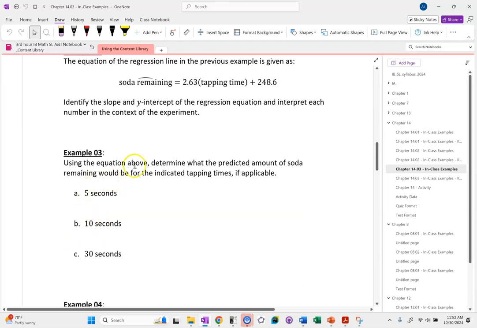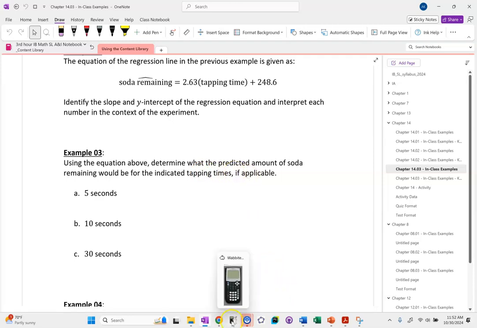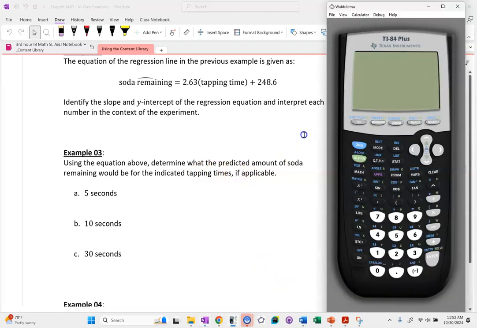All right, using the equation above, determine the predicted amount of soda remaining for each of the indicated tapping times, if applicable. Who's handling A? Who's got a calculator out? Somebody get one. Who's doing A? Anna's got it. Who's doing B? You're doing B. Who's doing C? Alessa, you can do C.